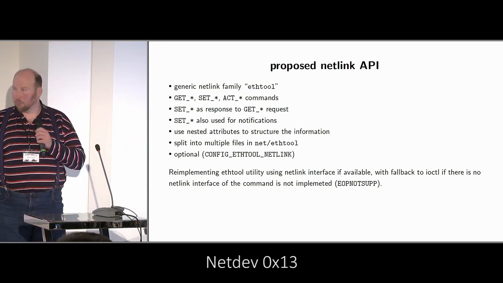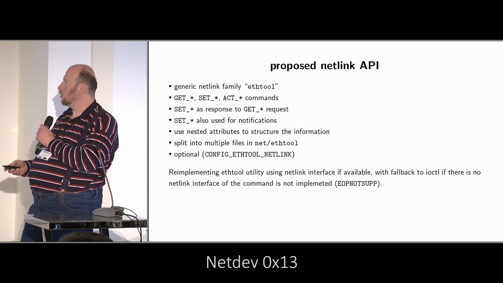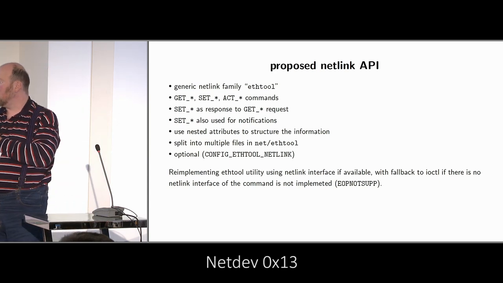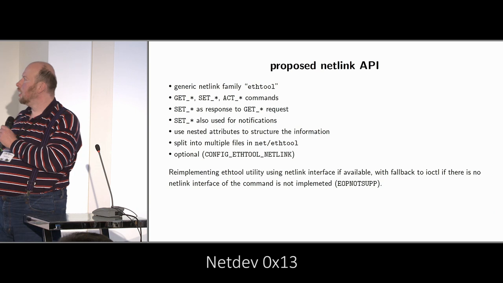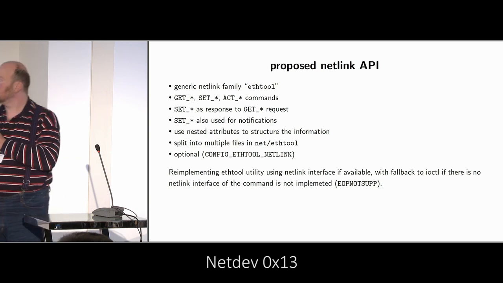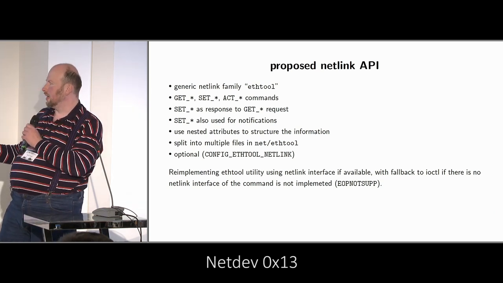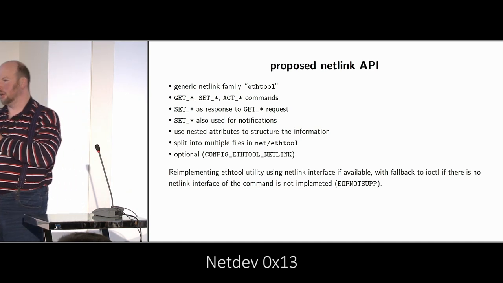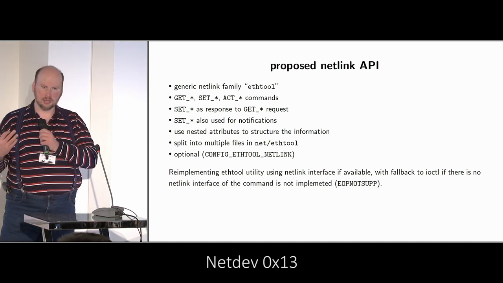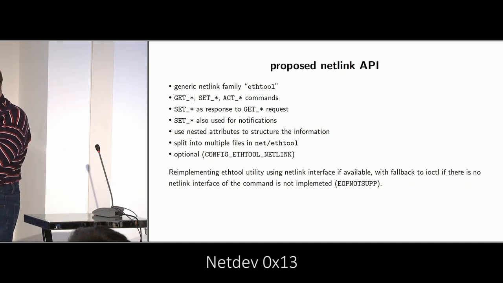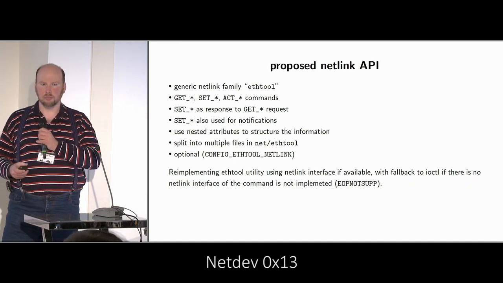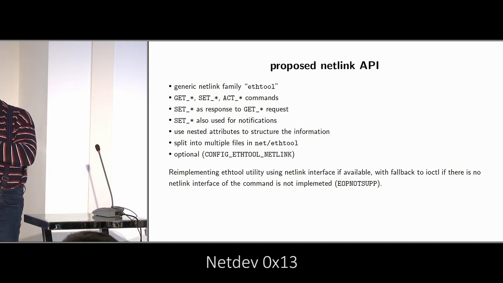Okay, so some implementation details. The API is using generic Netlink, a family named ethtool. There are three kinds of commands, starting with prefix get, set, or act. Get is for retrieving information, set is for setting parameters. These come in pairs because the set messages are also used as the replies for the get commands.